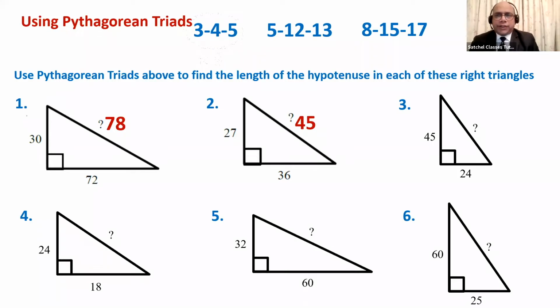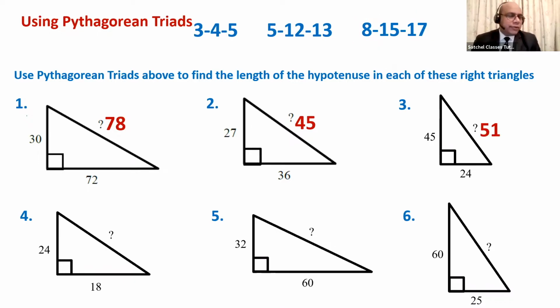If you look at the third triangle, you'll realize that the third triad has to be multiplied by 3. So I get 8 times 3, which is 24, 15 times 3, which is 45, and hence the hypotenuse which is missing has to be 17 times 3, which is 51 units.